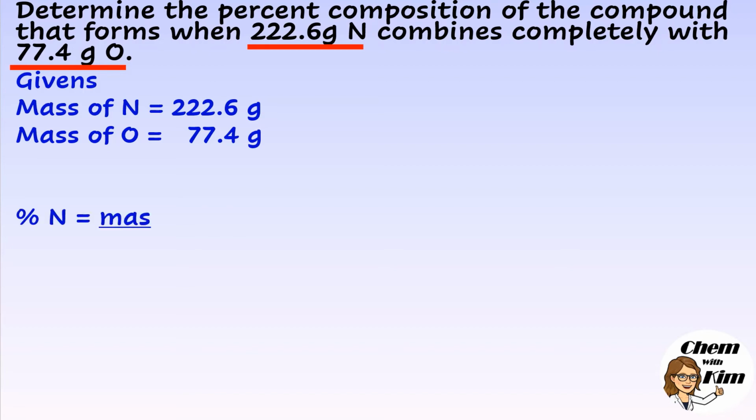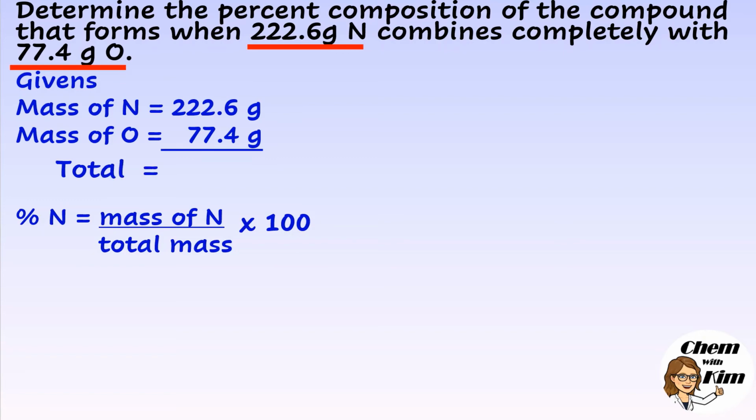To find the percent of nitrogen, we would need to take the mass of the nitrogen and put it over the total mass times 100. That's our formula for percent composition. Well, we know the mass of the nitrogen. We're going to have to find the total mass of the compound by adding together the nitrogen and the oxygen that would combine together. All right, so we add these together, and the total mass is going to be 300.00 grams. So now we're ready to plug the numbers into our formula.